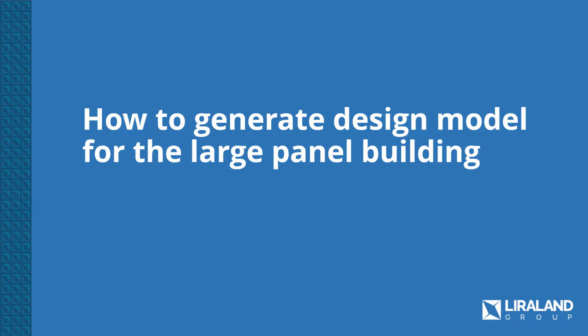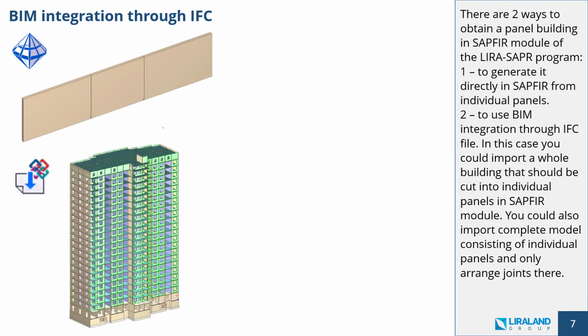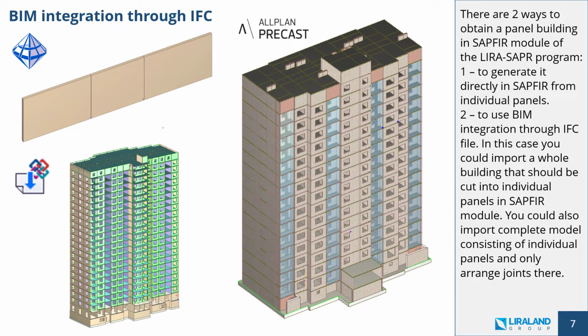How to generate design model for the large panel building? There are two ways to obtain a panel building in SAPFIR module of LIRA-SAPR program. The first one, to generate it directly in SAPFIR from individual panels. The second one, to use BIM integration through IFC file. In this case, you could import a whole building that should be cut into individual panels in SAPFIR module. You could also import complete model consisting of individual panels and only arrange joints there.